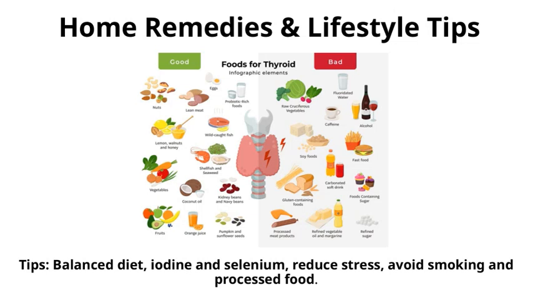Now, let's talk about some home remedies and lifestyle tips that can make a real difference. First, maintaining a balanced diet is essential, focusing on nutritious foods that support overall health. Incorporating foods rich in iodine and selenium is also important because these nutrients play a crucial role in thyroid function. Next, managing stress is key, as high stress levels can negatively impact your hormonal balance. Finding ways to relax, whether through meditation, hobbies, or exercise, can be very beneficial.